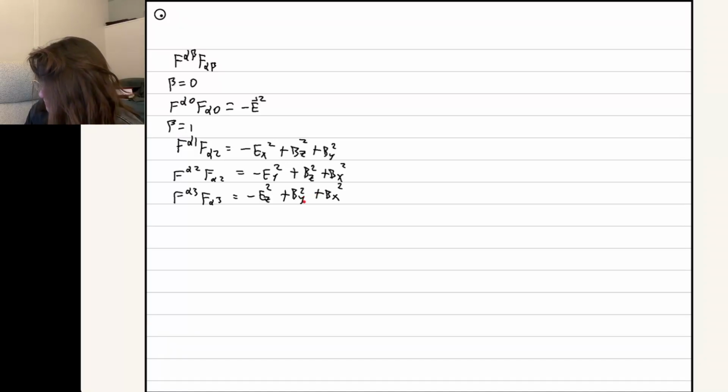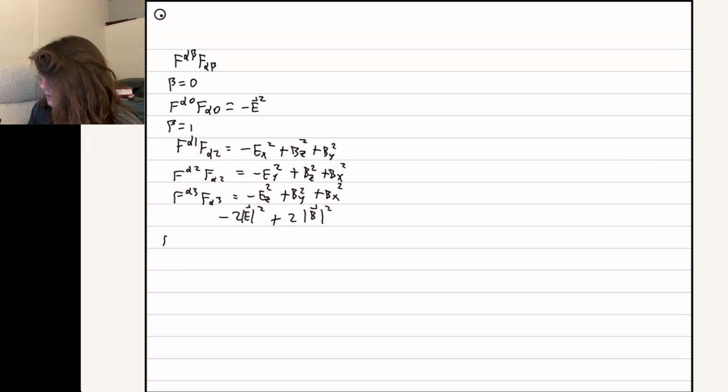Add all these up. Looks like we have a minus E squared here and a total of minus E squared here, and then a couple of factors of each component of the magnetic field squared. So we just get minus 2 times the square modulus of the electric field plus 2 times the square modulus of the magnetic field. That's all cool.